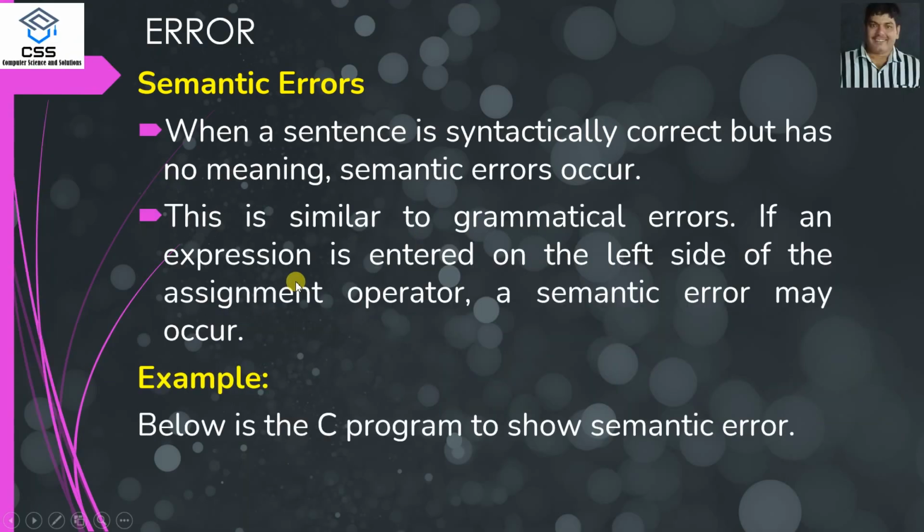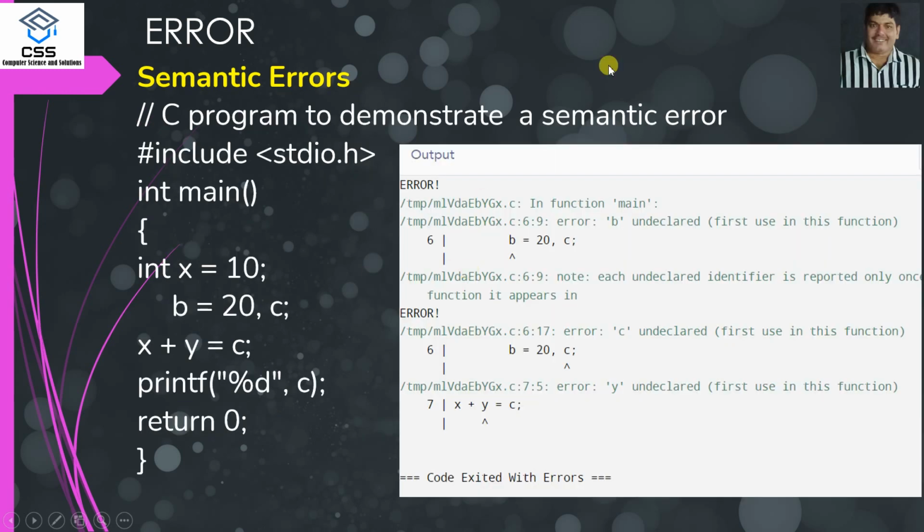Comes to the last kind of error, that is a semantic error. When a sentence is syntactically correct but has no meaning, it is known as a semantic error, which is a kind of grammatical error. For example, int x, y is correct, but instead of writing int again, if in the variable line you write b equal to 20 and c, it is invalid, because you have to separate either by comma or declare int again, and hence this error is a semantic error.